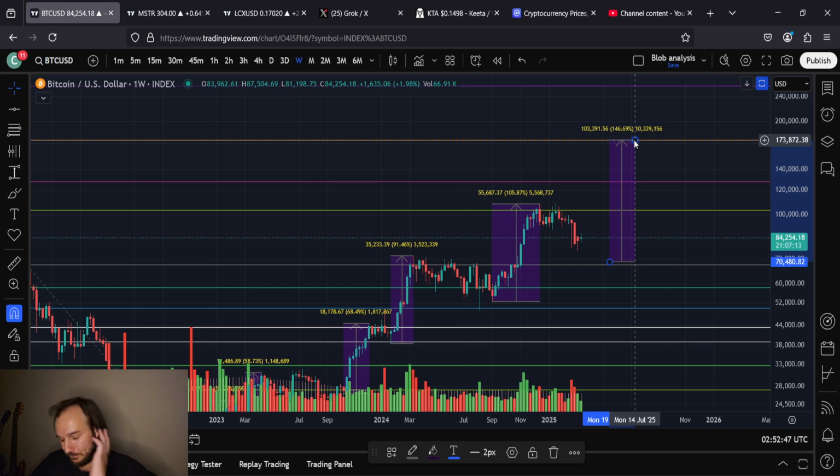All after we pull down to this 74 to $70,000 area, maybe 68,000, 66,000 could even happen, right? It just depends on what goes on. I don't think I have anything else that I want to say, guys.